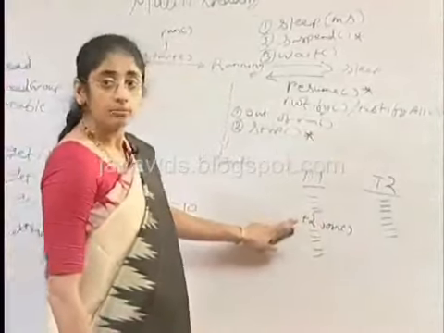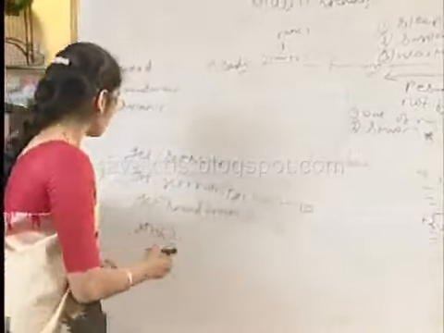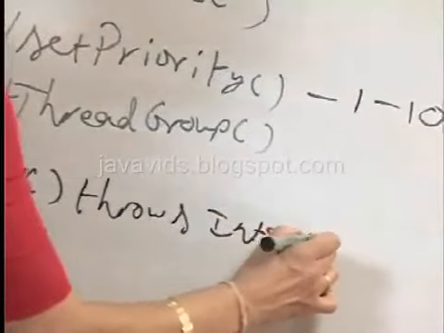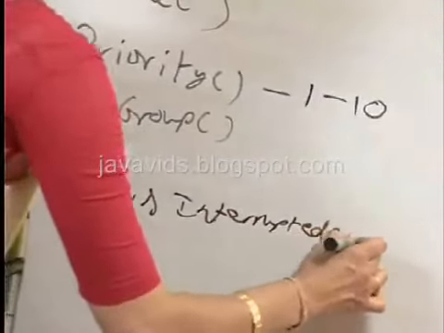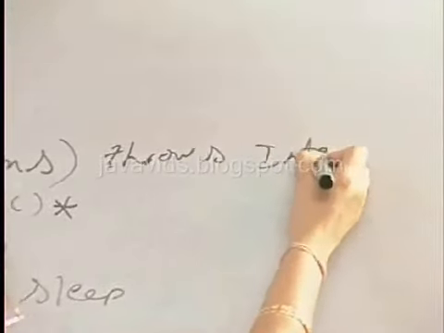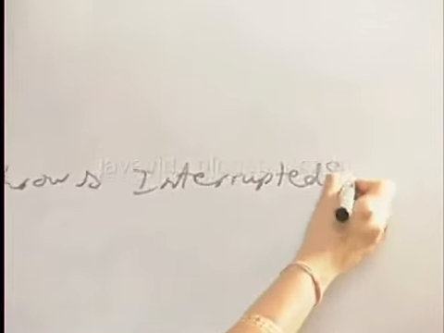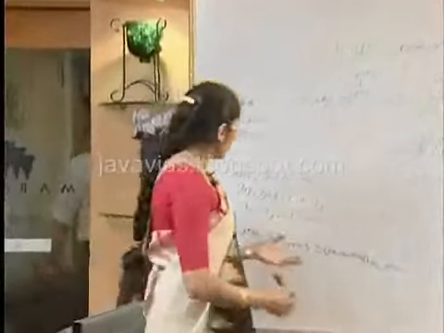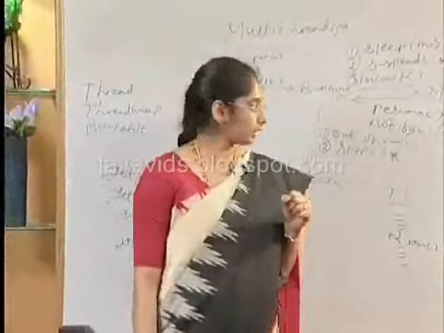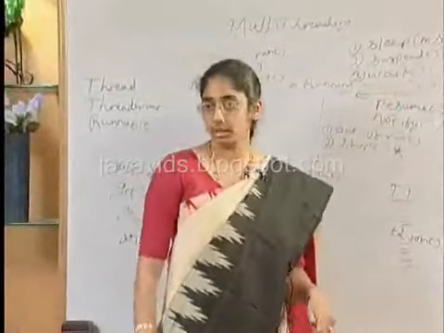This join method throws InterruptedException. Similarly, even sleep throws InterruptedException. Now, when does this InterruptedException occur, whether it's for join or sleep?